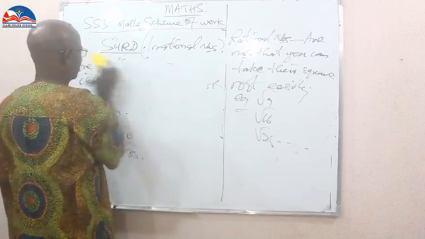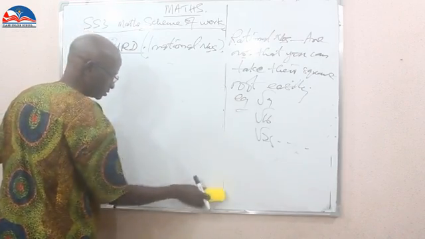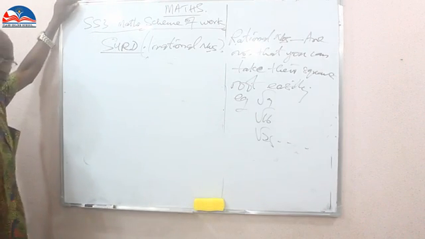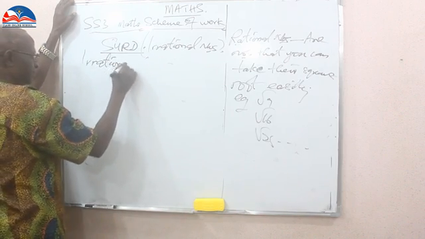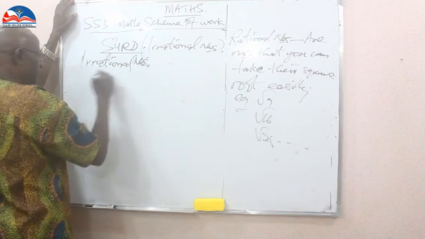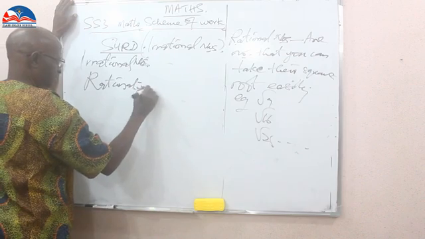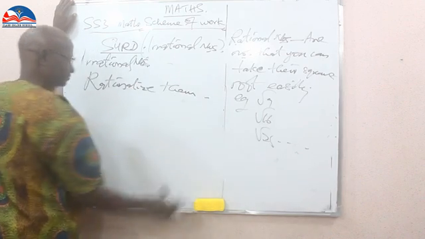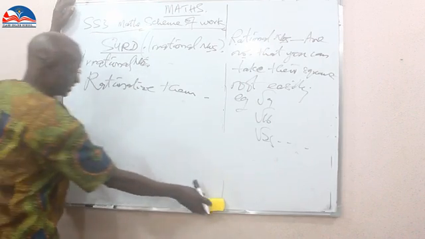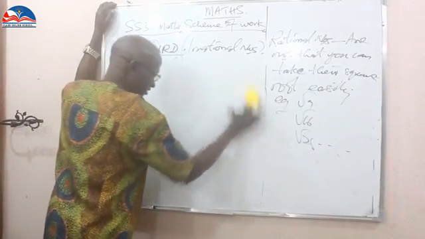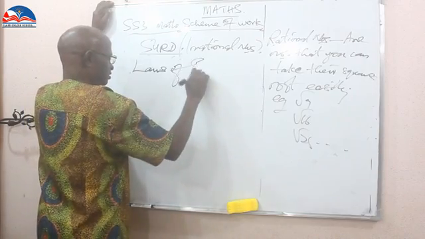Now, what do you do when you come across a surd? You rationalize it. From irrational, I turn it to rational. From irrational numbers, you rationalize them. But before we do that, we are going to look at certain laws. There are certain laws governing surds. We have the addition law, subtraction law, and the multiplication law.